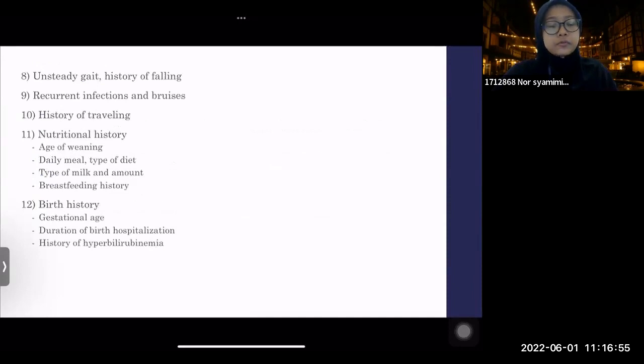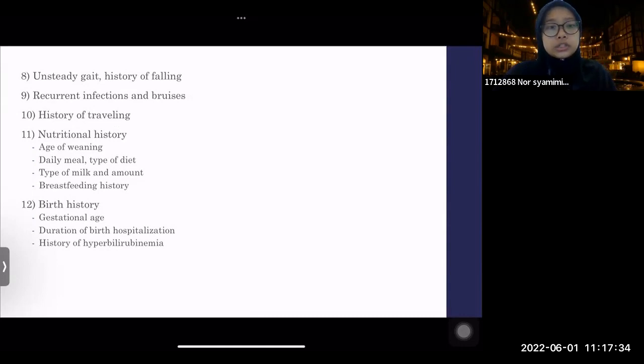And also ask whether the patient has unsteady gait and also a history of falling. This is due to vitamin B12 deficiency, because vitamin B12 deficiency can cause peripheral neuropathy. So ask about the unsteady gait. And then whether the patient has recurrent infection or bruises, which could indicate involvement of other cell lineages, for example, pancytopenia, which could lead to other differential diagnoses. And then another history that we could ask is any travel to areas that are highly endemic for malaria, which also can cause anemia.